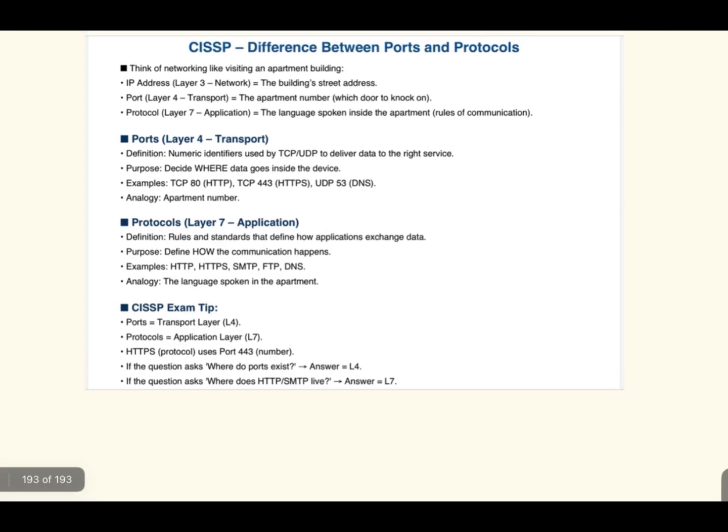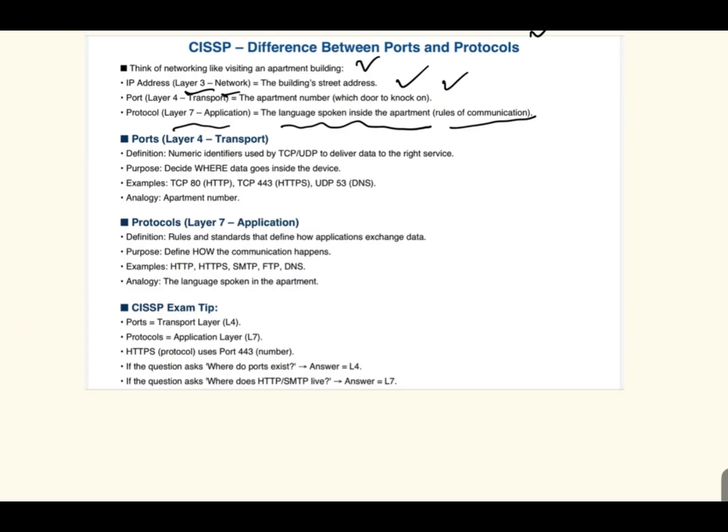Now the difference between ports and protocols. So very important. Think of networking like visiting an apartment building. So the IP address, layer 3, the network layer as we know, is the building's street address. Layer 4 is the apartment number, which door to knock on. The protocol, layer 7 application, is the language spoken inside the apartment, the rules of communication. So that is layer 7.